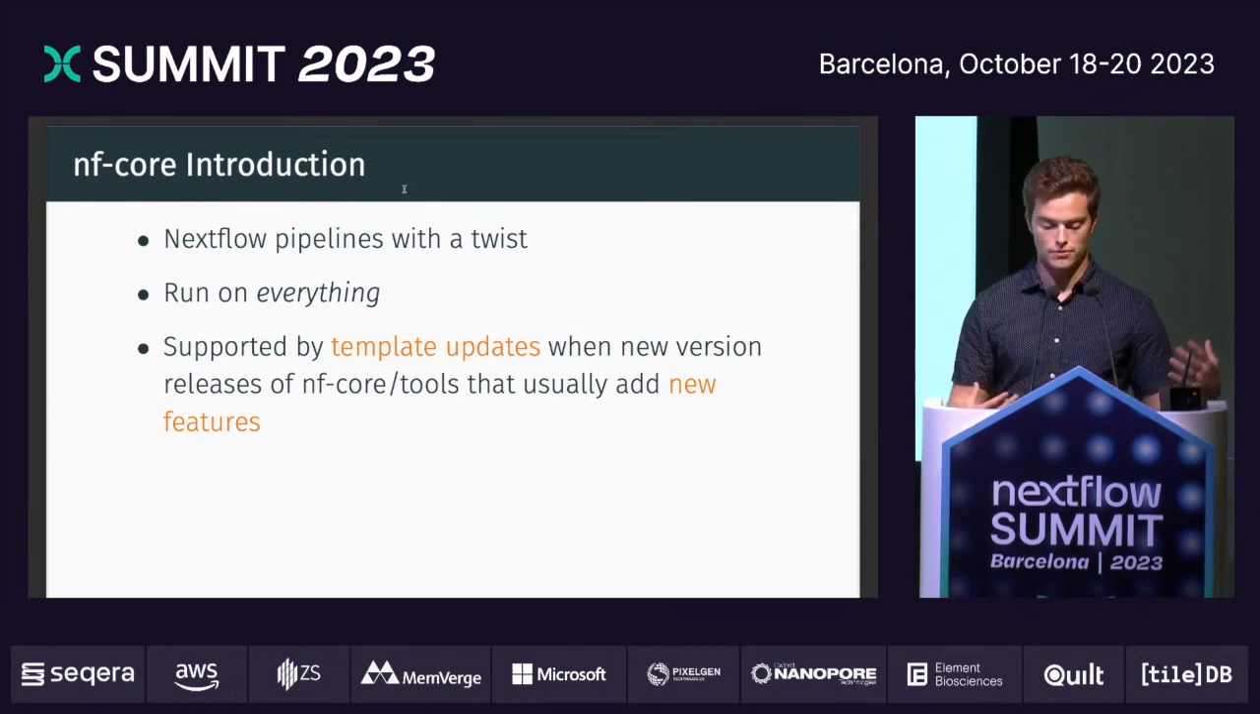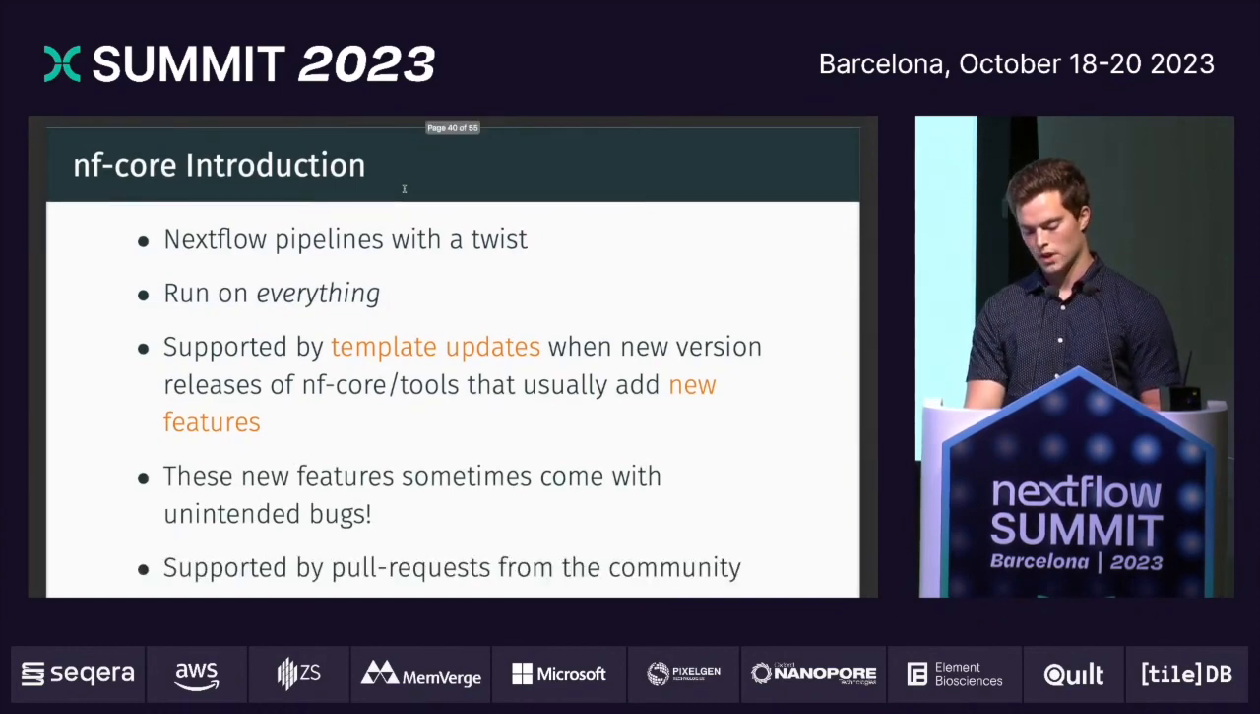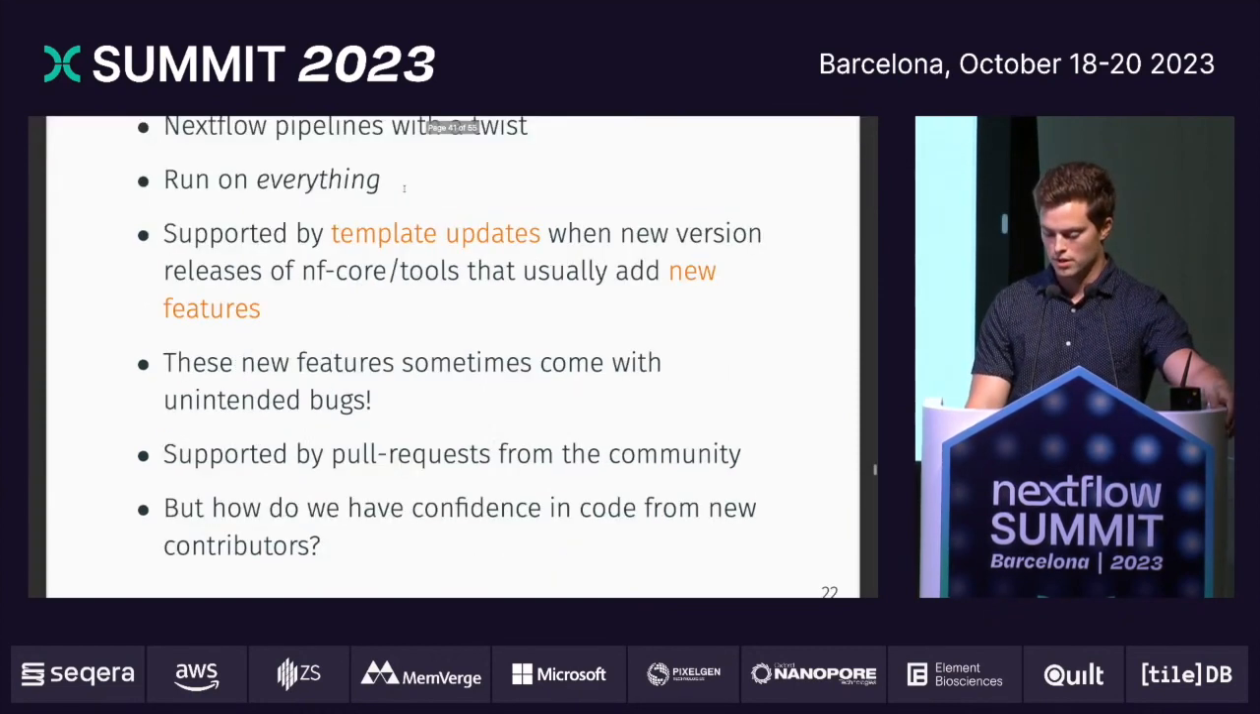Then we also have to support template updates. And when those templates come in, you cut a new release typically, and they add new features. However, those new features come with unintended bugs. And so also you get pull requests in from the community as well, and that's another various issue of things coming in when you're supporting an nf-core pipeline.